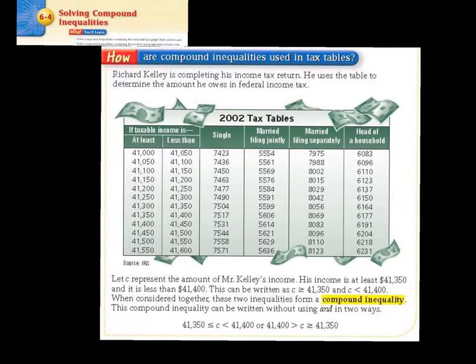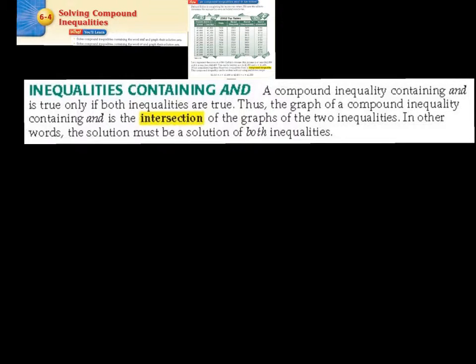This compound inequality can be written without using and in two ways. Either C is greater than or equal to 41,350 and less than 41,400, or, not as commonly, 41,400 is greater than C, which is greater than 41,350. A compound inequality containing and is true only if both inequalities are true. Thus, the graph of a compound inequality containing and is the intersection of the graphs of the two inequalities. In other words, the solution must be a solution of both inequalities.